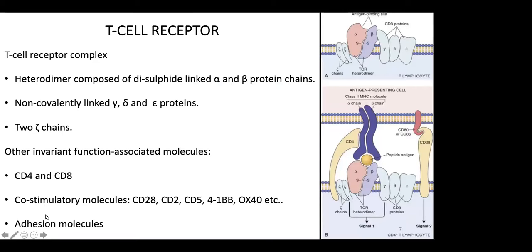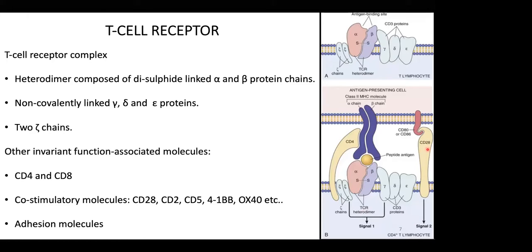So the T cell receptor complex is made of a heterodimer composed of disulfide linked alpha and beta chains. We also have CD3 gamma, delta, epsilon, as well as theta chains, and together this is known as the T cell receptor complex. In addition to this, we also have other co-receptors such as CD28. This is with regard to CD4 T lymphocytes.